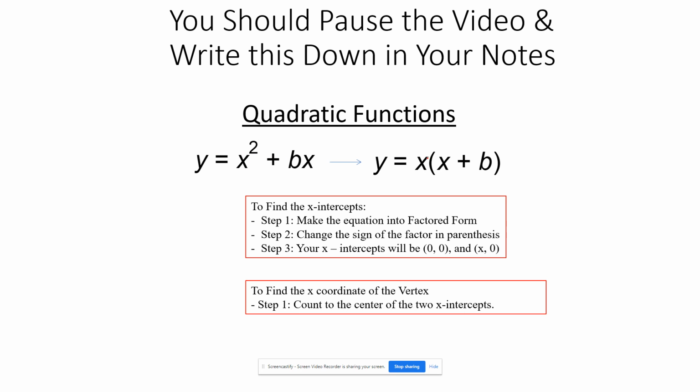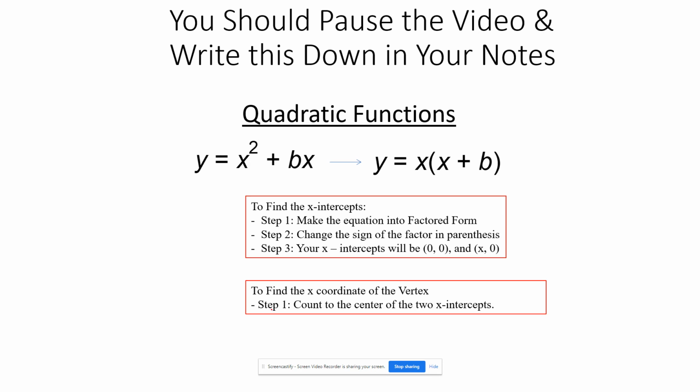But it says to find the x-intercepts, make the equation into factor form, so go from standard form to factor form, change the sign of the factor in the parentheses, and then your x-intercepts will be always 0, 0 because of this x outside the parentheses, and whatever this is with the sign change. Okay, and then to find the x-coordinate of the vertex, remember that the vertex is the lowest point. You basically count to the center between the two x-intercepts.